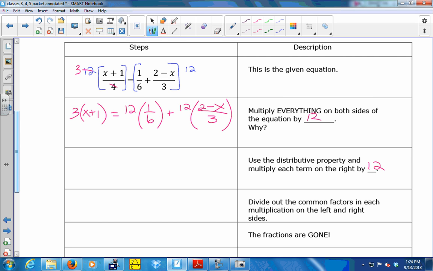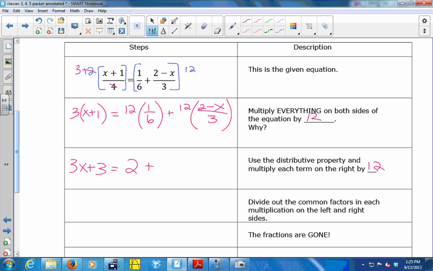I'm a little off here, sorry. Okay, so now I am going to distribute everything. So I have 3 times x plus 1, that gives me 3x plus 3. Then on the right, I'm going to multiply each of these terms by 12. What is 12 times 1/6? 2, yeah, because 12 divided by 6 is 2.